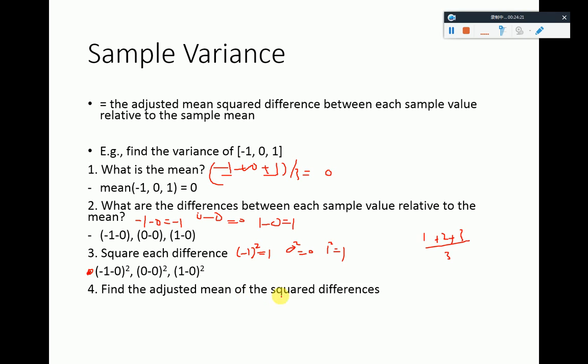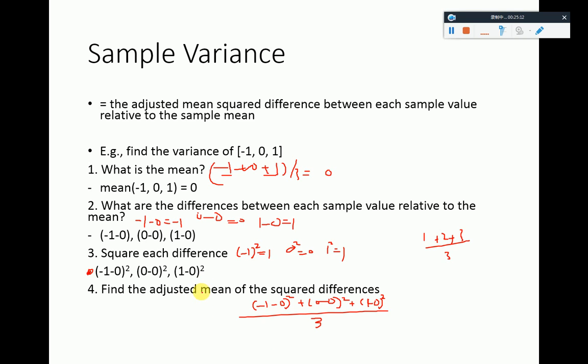So here, what's the mean of the squared differences? Well, where are the squared differences? These are the squared differences. This is a squared difference, the difference between -1 and 0. This is also a squared difference, between 0 and 0. Here is a third squared difference, between 1 and 0. So simply, you find the mean of the squared differences. You sum them up, and then you divide it by 3 because there are 3 squared differences.